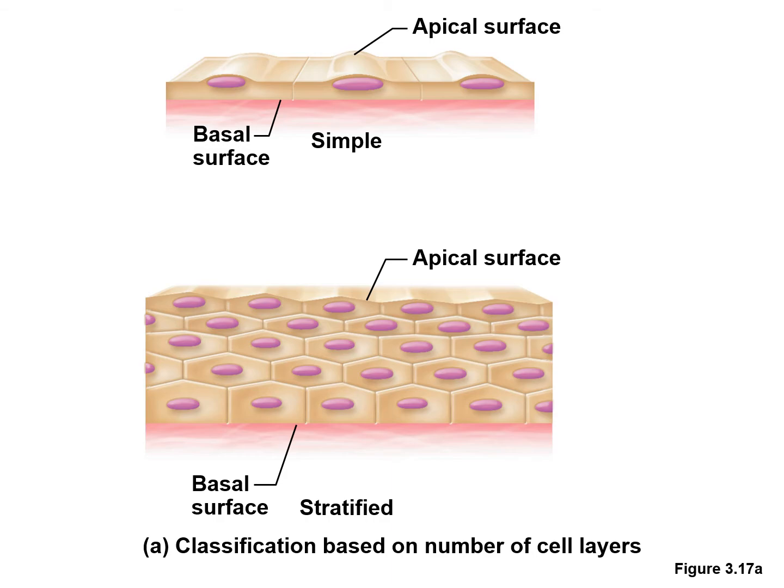You can see in the simple epithelial tissue, the same layer has an apical and a basal surface, while in the stratified, because there are multiple layers, only the topmost layer would have the apical surface, which is the free surface, and the bottommost layer would have the basal surface that is attached to the basement membrane.